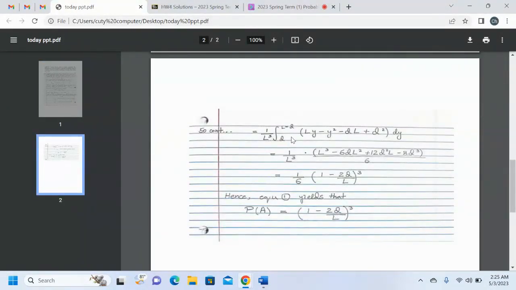When we solve the integral, we get 1 over L cubed times L cubed minus 6dL squared plus 12d squared L minus 8d cubed over 6. When we sum up, we get 1 over 6 times 1 minus 2d over L, cubed, because this is the formula of a cube. So equation 1 yields that the probability of A is equal to 1 minus 2d over L, cubed.